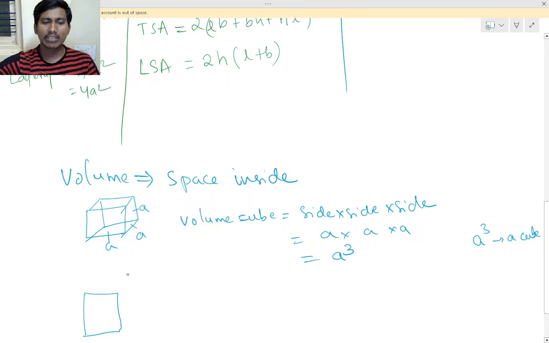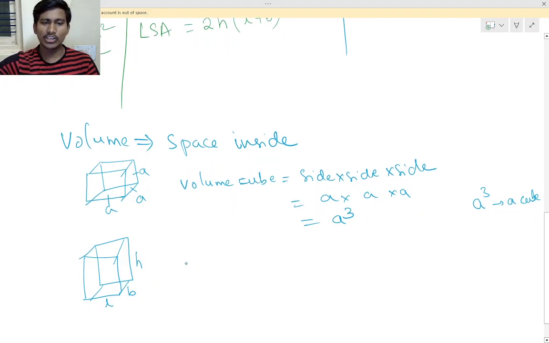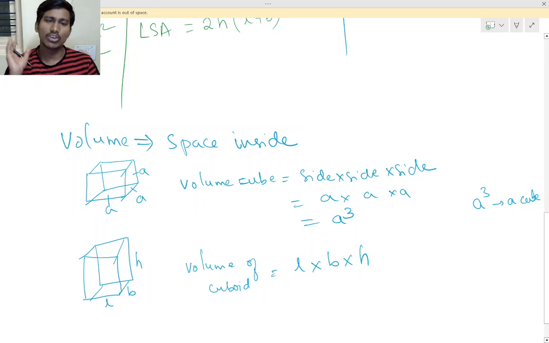Length into breadth into height. This is the volume of cuboid. All the three we have to multiply, so you will get the volume. So students, how do you find the volume of cube? Side into side into side, 3 times we have to multiply, a cube. So how do you find volume of cuboid? Length into breadth into height. Will everyone remember this? Tell me, what is your doubt?